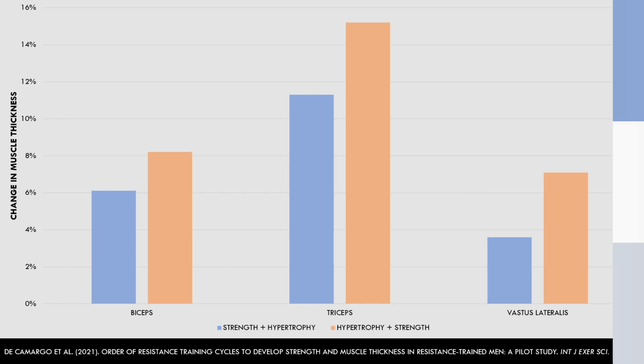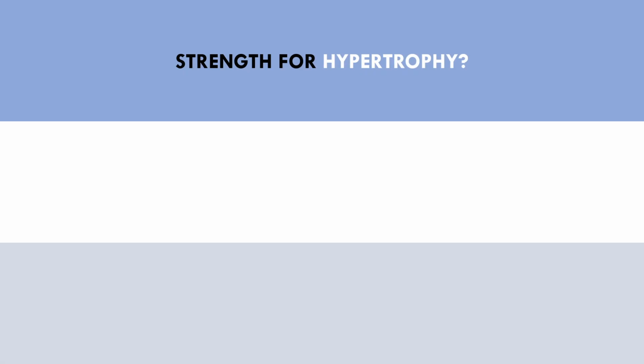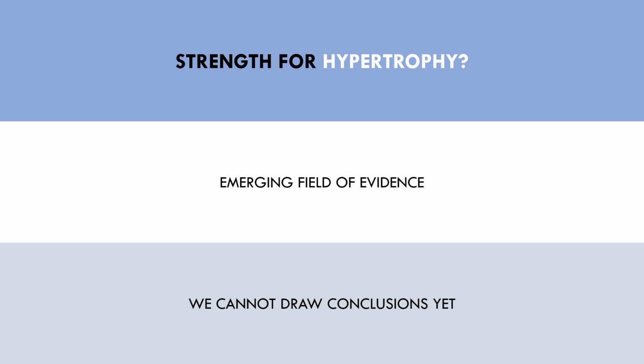So we don't really have any conclusive evidence yet that strength can enhance hypertrophy outcomes, and the theoretical reasoning is much less convincing. So strength training may potentially result in favourable muscle growth outcomes in the long term, but more evidence is required before including this into your training program in practice.